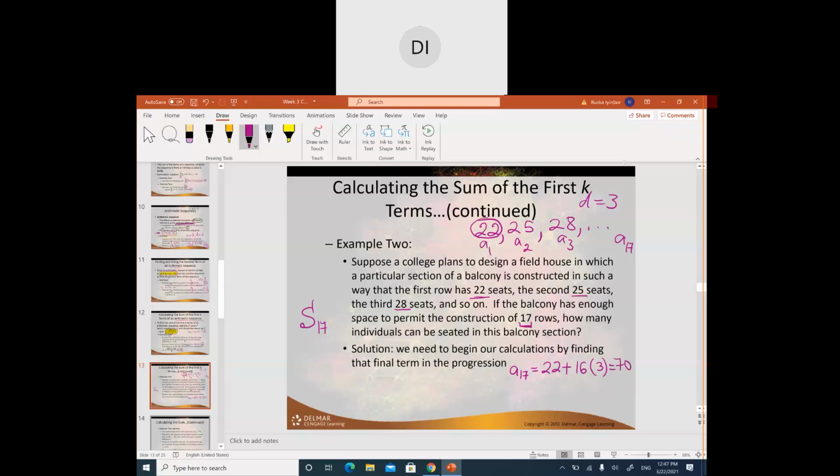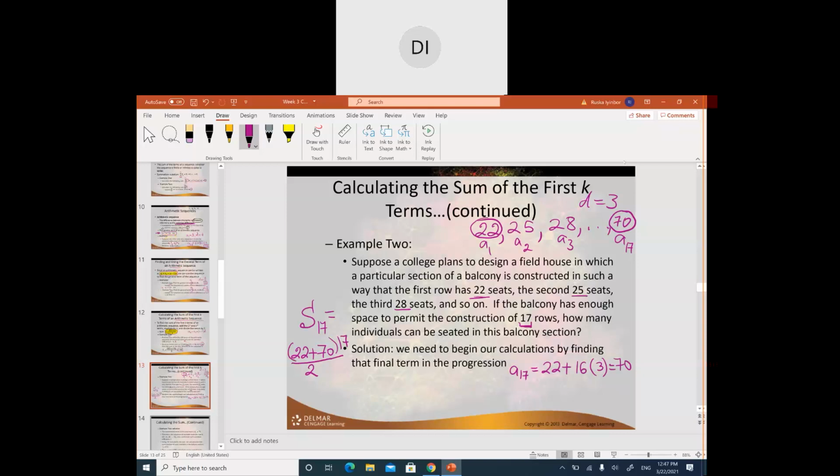Okay? And then I have the first one. So A17 is 70 in that row, the last row. So I'm adding this plus this. So the formula for S, the sum of 17 rows, is going to be 22 plus 70 over 2 times 17.